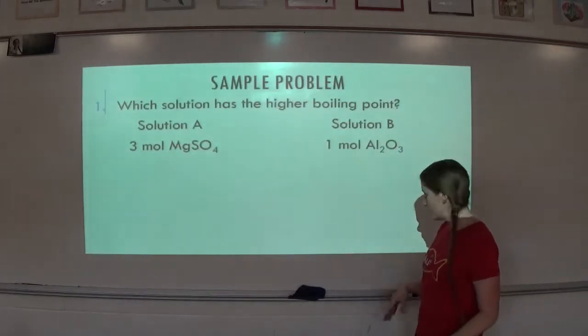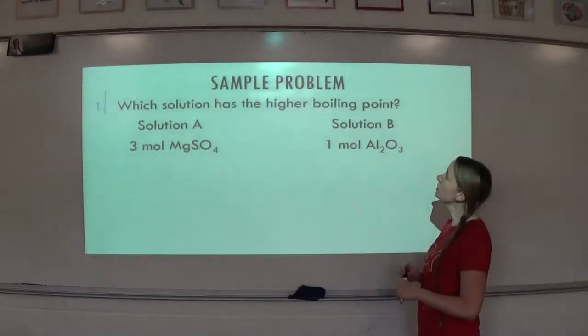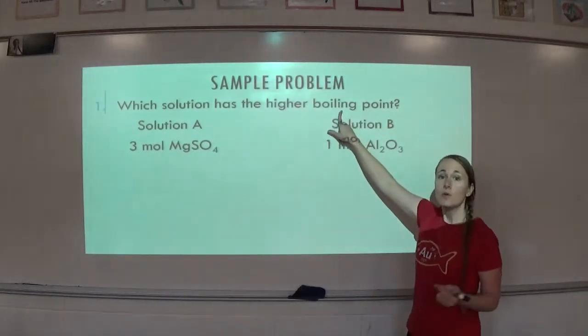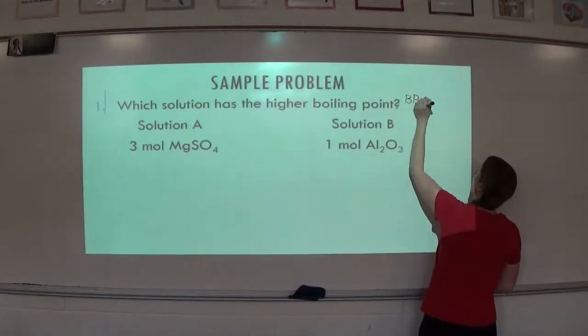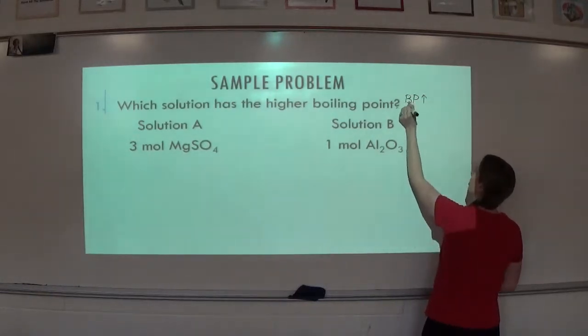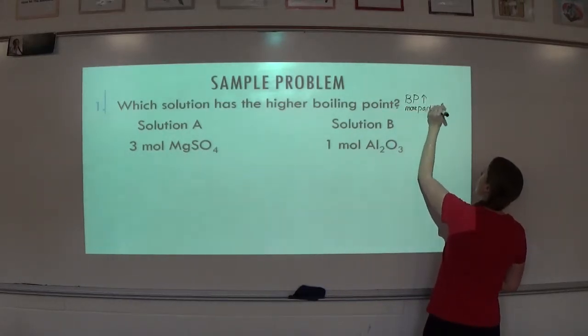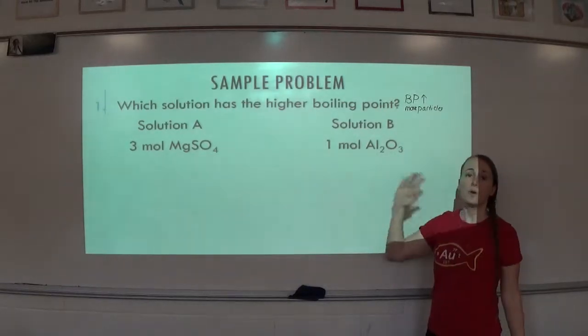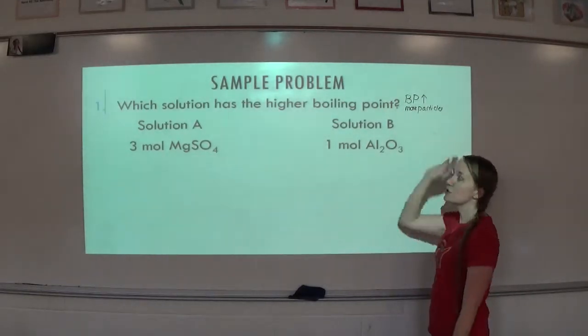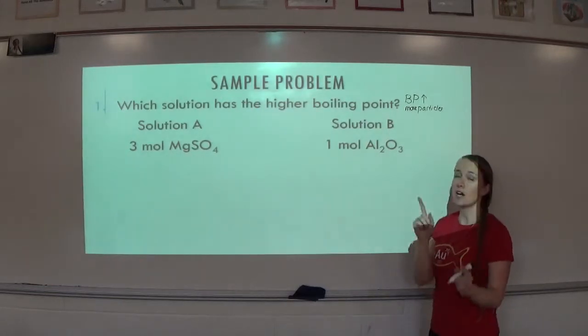So let's look at a question. It says, which solution has the higher boiling point? Well, remember, one of our colligative properties is boiling point elevation. And so what that means is the more particles I have, the higher the boiling point. In other words, I need to pick the one with the most particles. The reason I specify that is you're not always picking the one with the most particles. You got to be careful.